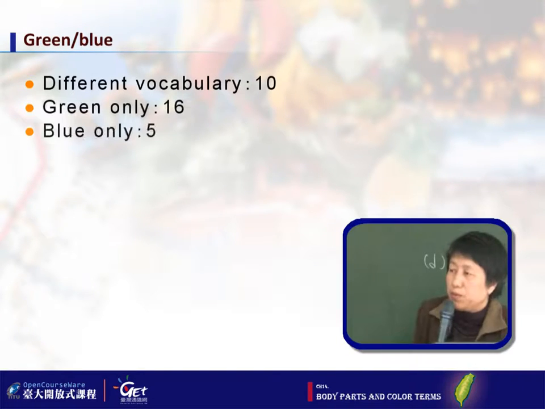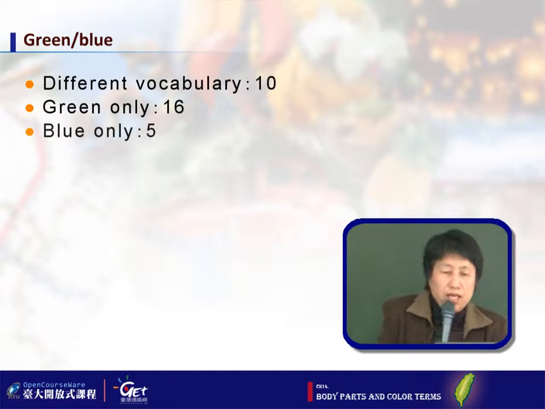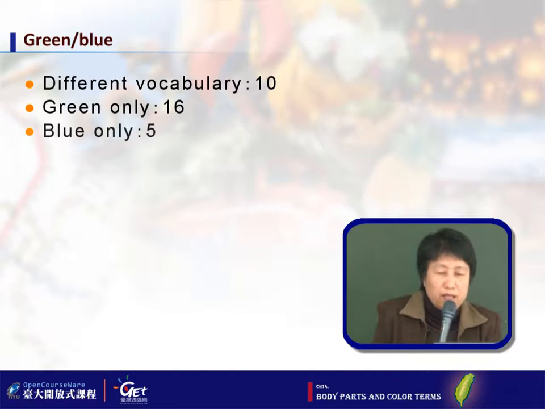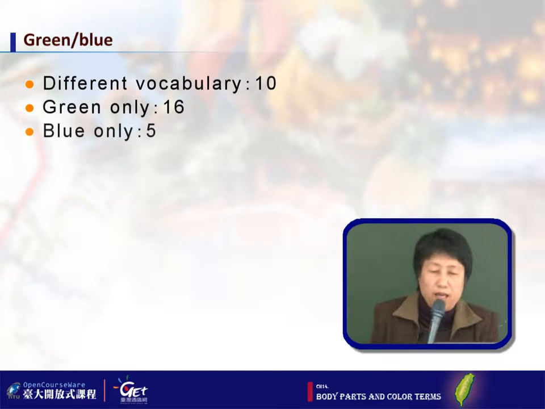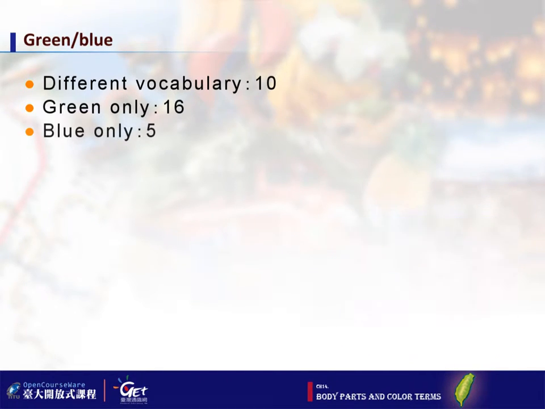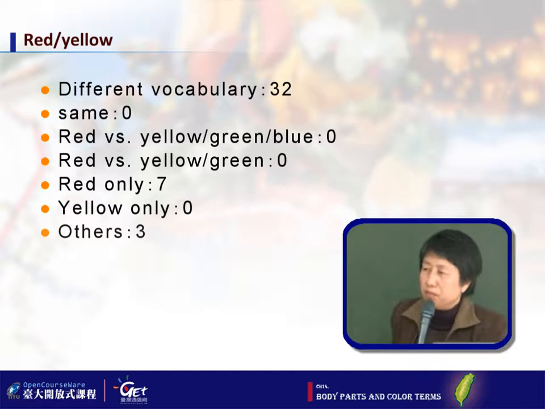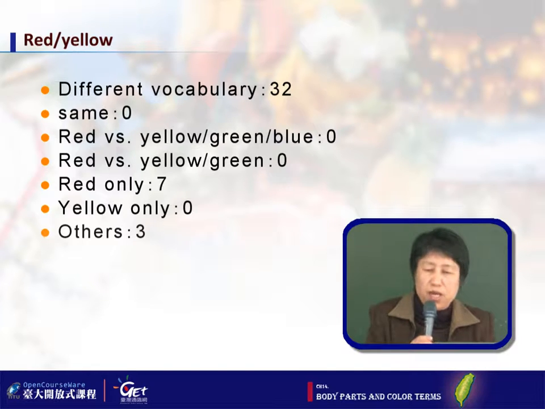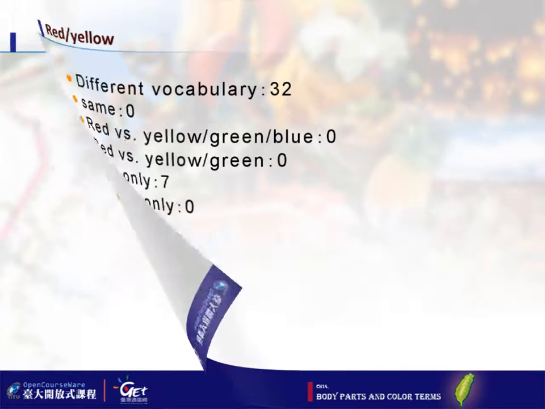Look at the green and blue combination. 10 languages would have different vocabulary for that, okay? And 16 languages would have green only. There's no blue for the 16 languages. And 5 languages have a blue term, but not a green term, okay? And red and yellow is much more distinct, that they have different terms for red and yellow. But some languages will have red only and not yellow. In others, minor ones like that.